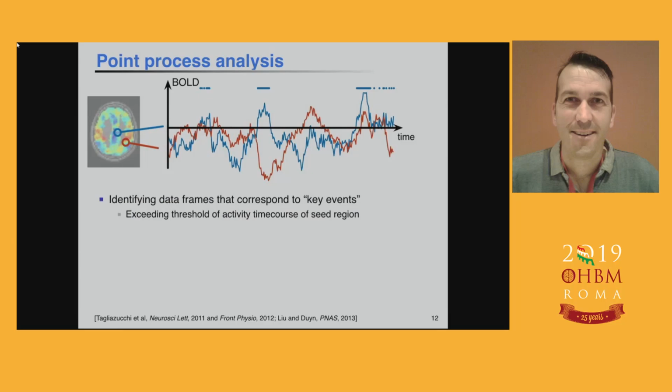Now, that was the sliding window approach. You can also look at it from a different perspective, and this is called the point process analysis. So again, here we have 2 illustrative time courses. And for instance, we can threshold the blue time course when it exceeds a certain level of activity, and this will identify key events, so-called key events.